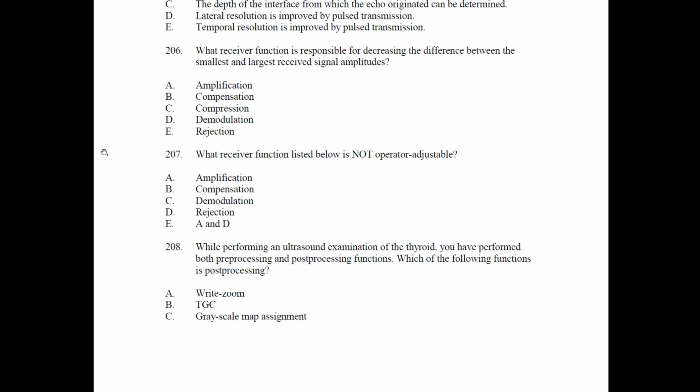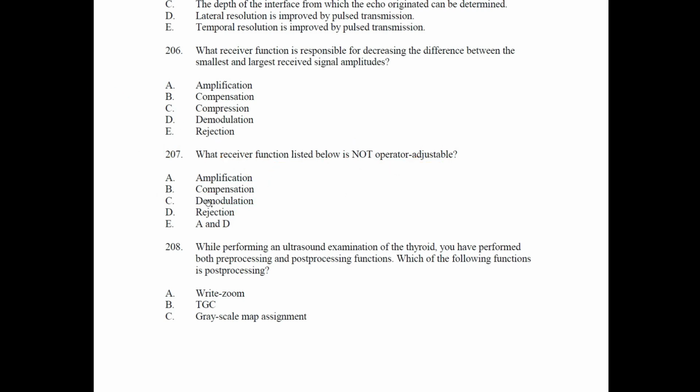Next, let's move on and look at question 207. This is also a question about the functions of a receiver. Among the functions of the receiver listed below, it asks which part cannot be directly controlled by the inspector. You need to memorize this part. The correct answer is C. In Korean, this function is called demodulation, and it's a function that is performed automatically by the equipment itself. Functions like amplification, compensation, or reaction are functions of the receiver that the inspector can adjust.